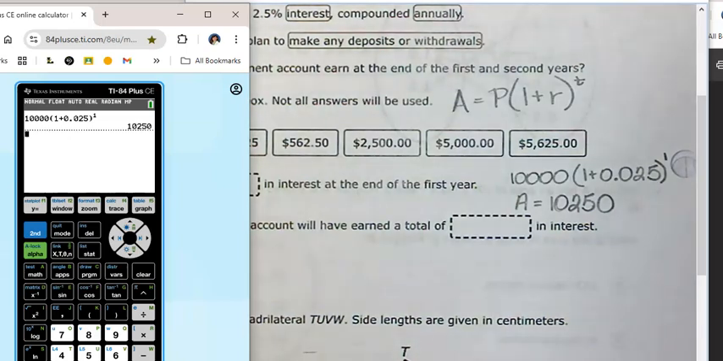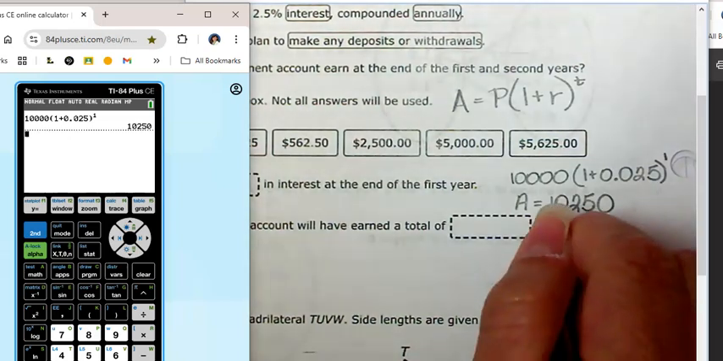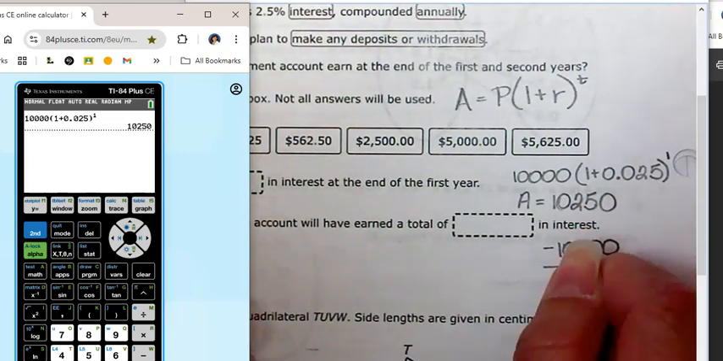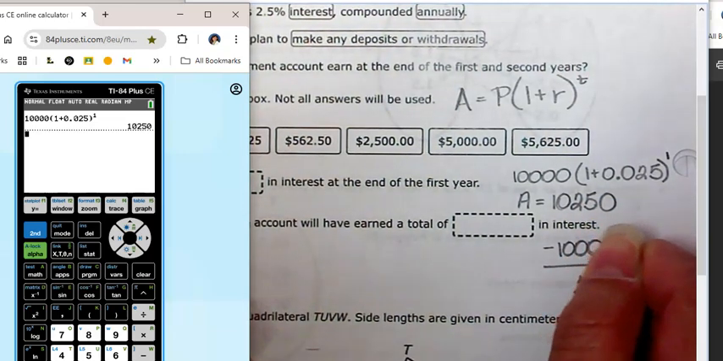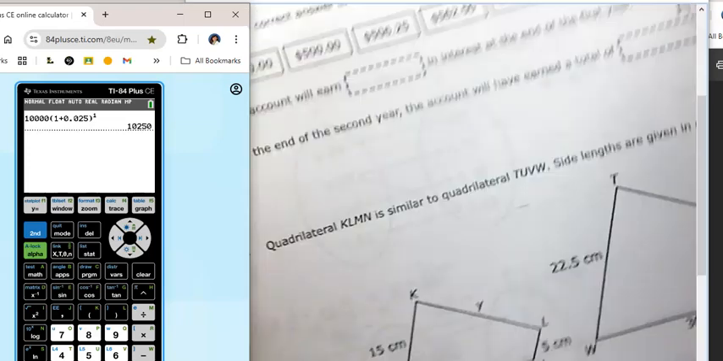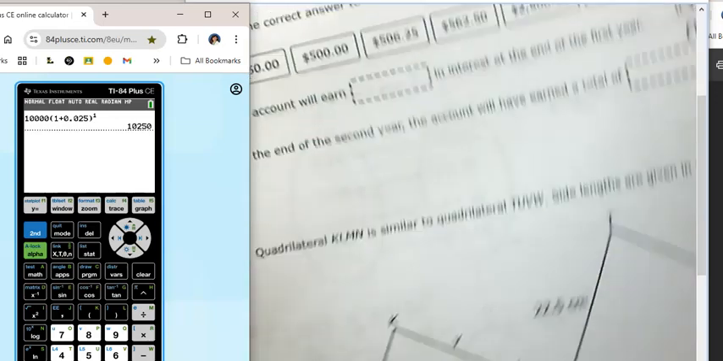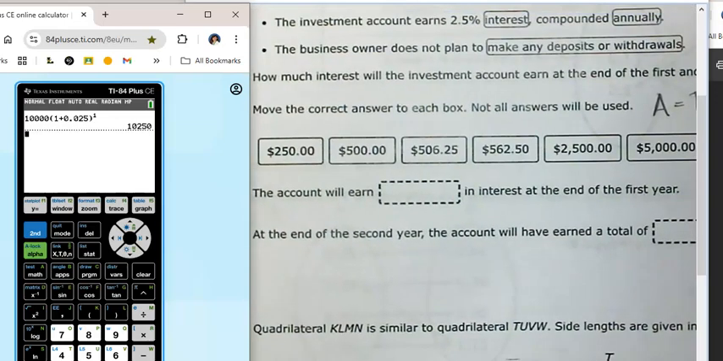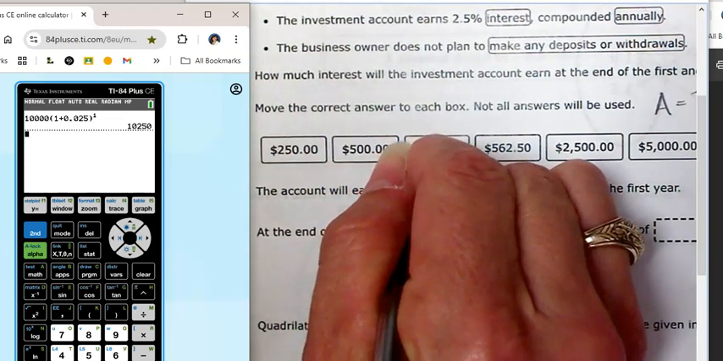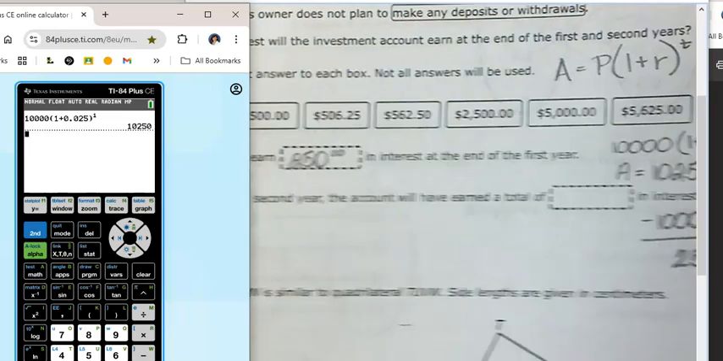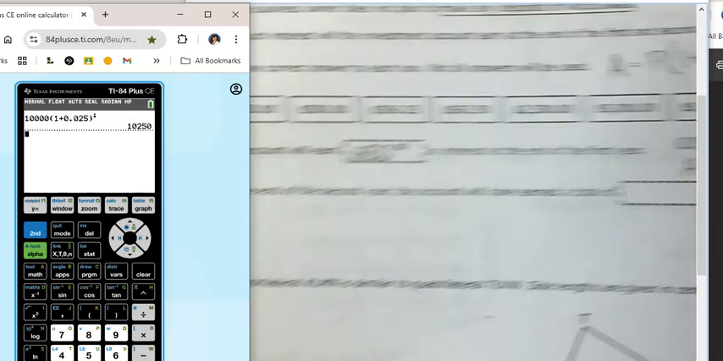You started with 10,000, okay? So in the first year, you earned $250 in interest, okay? So make sure that not only are you doing the math right, but that you're answering the question right. The account will earn $250 in interest at the end of the first year, okay?